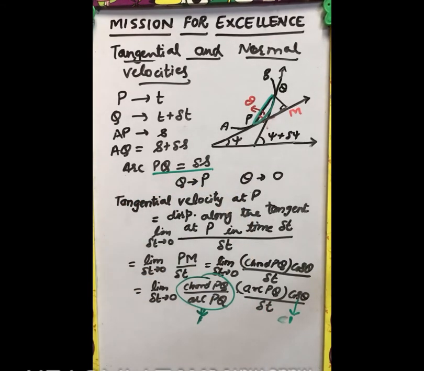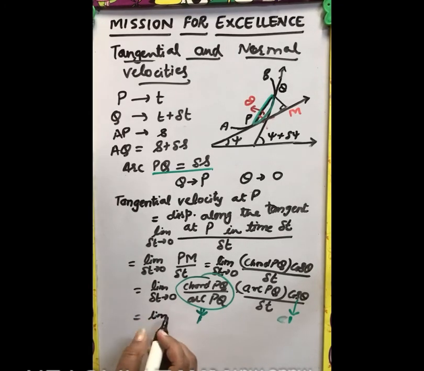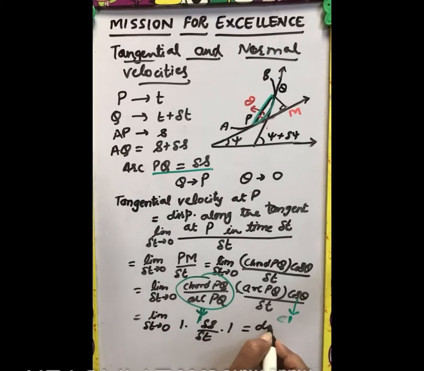So let us take all these values. This will be equal to the limit delta t tends to 0 of 1 into delta S by delta t into 1. And when you put the limit, it will become ds by dt. So this is the tangential velocity. ds by dt is the tangential velocity.